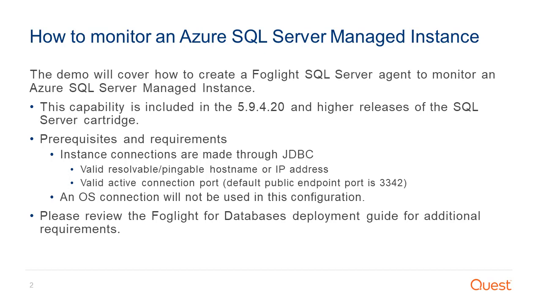The prerequisites and requirements are that instance connections are made through JDBC. There must be a valid and pingable hostname or IP address. There must be a valid active connection port. Typically, the default public endpoint port is 3342. An OS connection will not be used in this configuration. Please review the Foglight for Databases deployment guide for additional requirements.